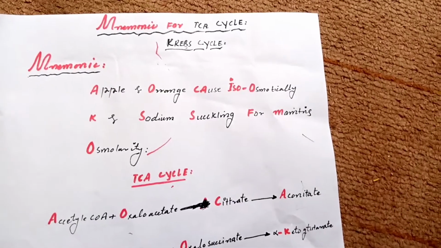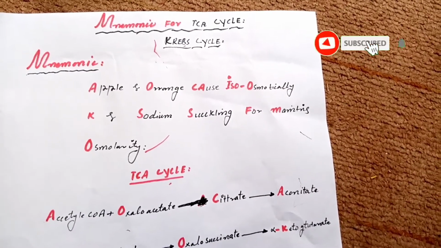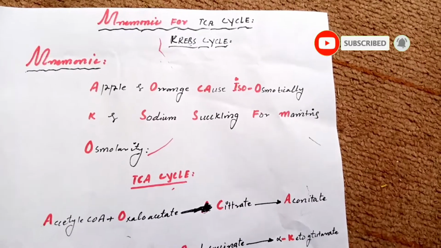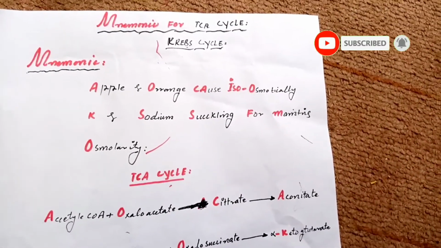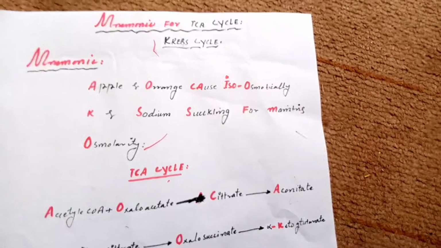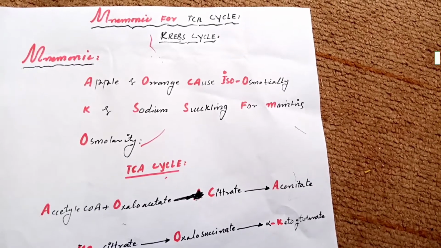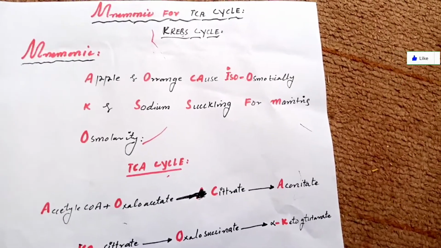Assalamualaikum friends, today we will discuss the mnemonic for memorizing the TCA cycle easily. So the TCA cycle is also called the Krebs cycle. It was first proposed by Adolf Hans Krebs in 1937. Therefore, it is called the Krebs cycle, and it is also called the TCA cycle.